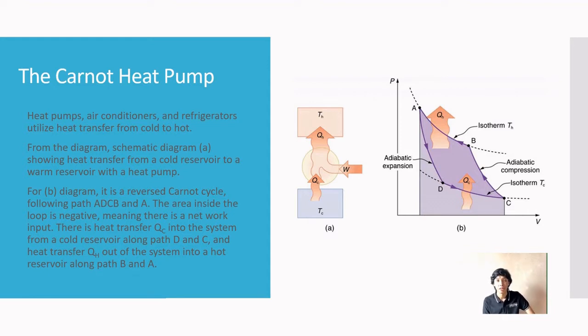Now I will briefly explain regarding the Carnot heat pump. Basically, heat pumps, air conditioners and refrigerators utilize heat transfer from cold to hot. They are heat engines run backward.